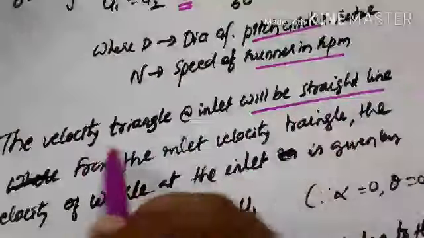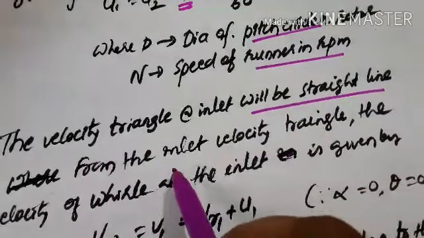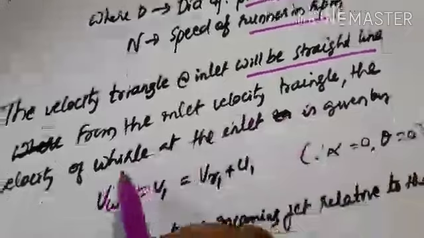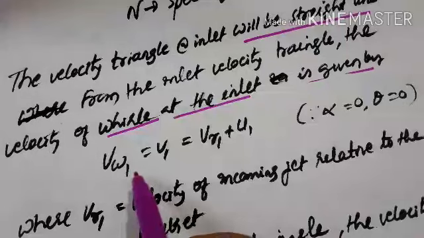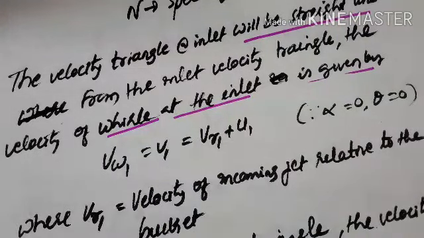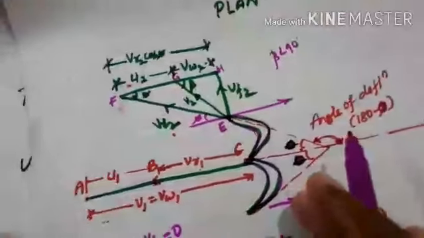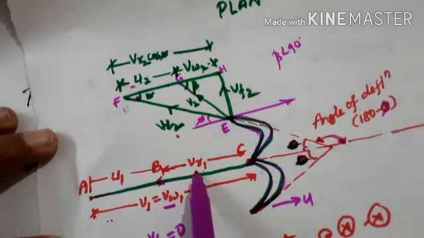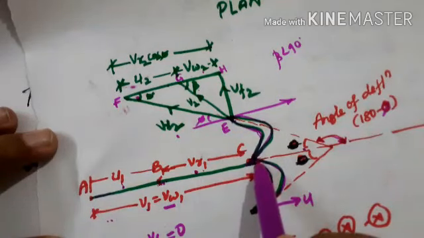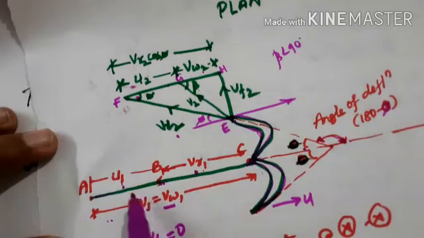As I explained earlier, it will be a straight line, and from the inlet velocity triangle, the velocity of whirl at the inlet is given by Vw1 equal to V1 equal to Vr1 plus U1. Just look at this figure here. U1 is the velocity of the vane and Vr1 is the relative velocity of the jet with respect to the bucket, and this Vr1 is nothing but the difference of V1 and U1. So if we want V1, it is nothing but U1 plus Vr1.